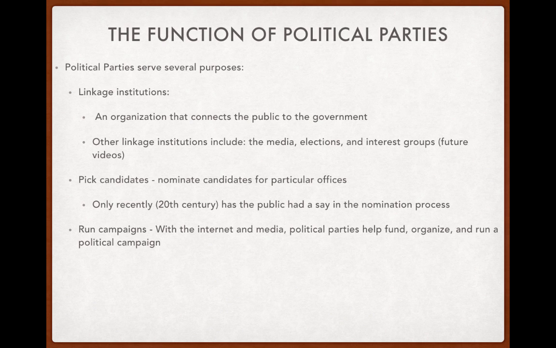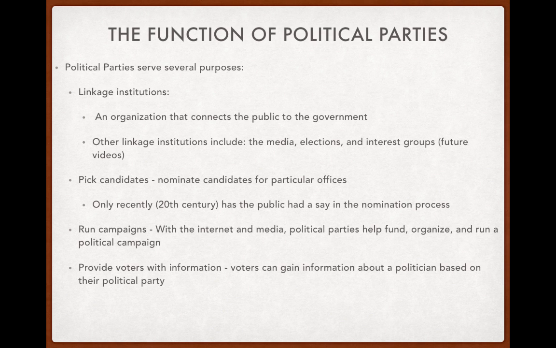You won't regret it. Political parties also run campaigns, and with the internet and media, political parties help fund, organize, and run a political campaign. They also provide voters with information. Voters can gain information about a politician based on their political party. So, for example, if somebody identifies themselves as a Republican, chances are, not always, but chances are they might be pro-life. Conversely, somebody who identifies themselves as a Democrat is most likely going to be pro-choice.